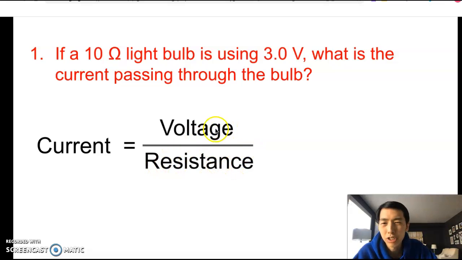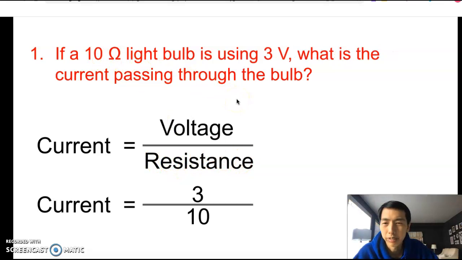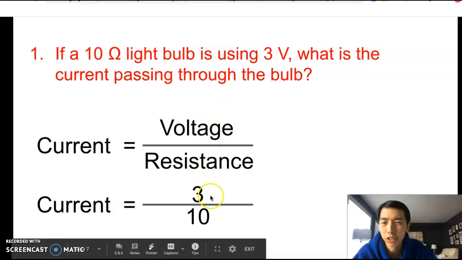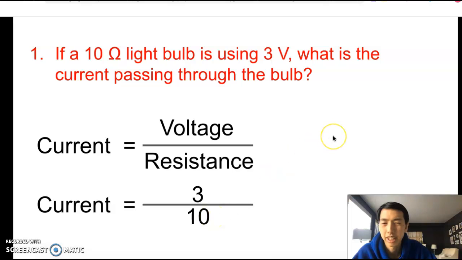And I have these 2 numbers right in the question. The voltage is 3 volts, and I'm going to divide that by the resistance, which is 10 ohms. So I just replace those two, the voltage and the resistance, with the numbers they give me in the question, and I'm supposed to do 3 divided by 10. 3 divided by 10 is 0.3.